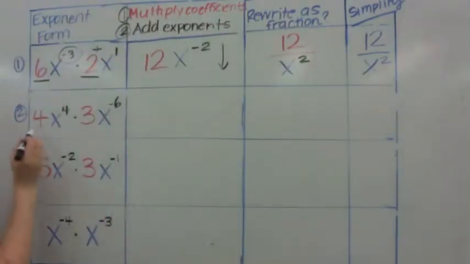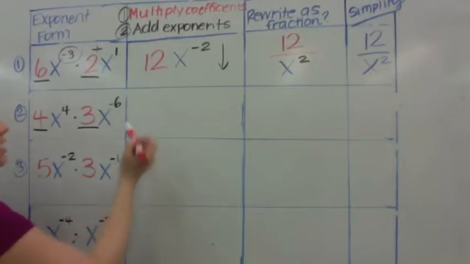So you underline the numbers, and it tells you to multiply them. So what is 4 times 3? Is that 12 again?